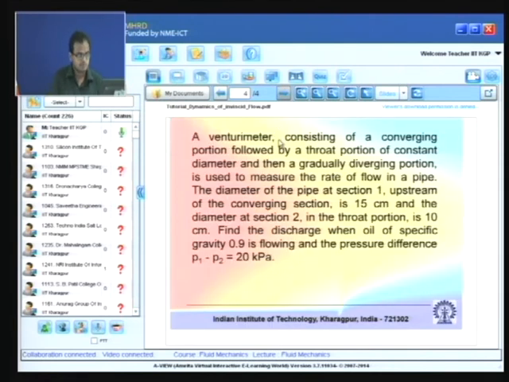The final problem is that of a venturimeter consisting of a converging portion followed by a throat portion of constant diameter and then a diverging section. This is used to measure the rate of flow in a pipe. The diameter of the pipe at section 1, which is upstream, is 15 centimeter, and the diameter at section 2, which is the throat section, is 10 centimeter. We have to find out the volume flow rate when oil is flowing through the system. The pressure difference between points 1 and 2 is 20 kilopascal.